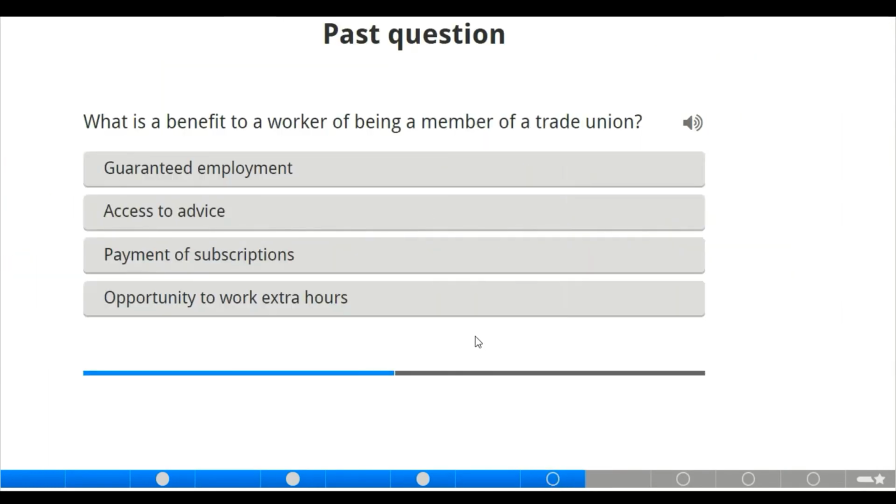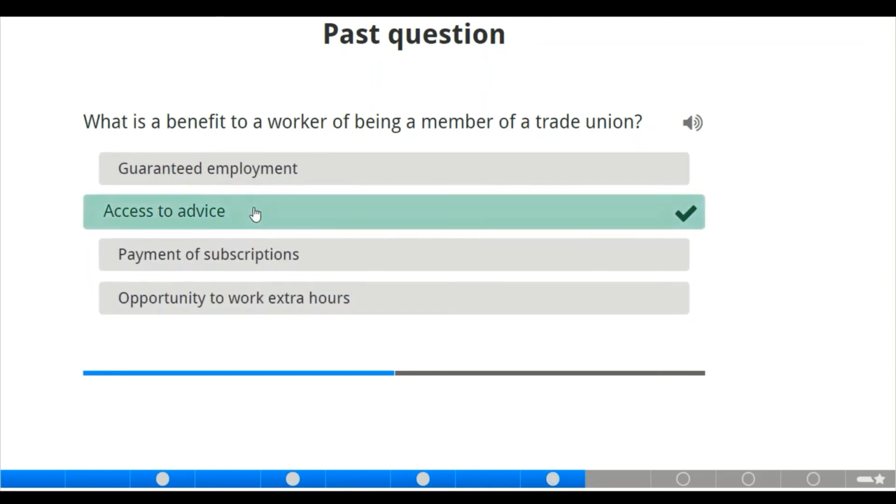Now we move to the next slide. We have a past question here also. What is the benefit to a worker of being a member of a trade union? Of course, we just discussed this. What do you think is the benefit to a worker being a member of a trade union? We have guaranteed employment, access to advice, payment of subscription, and opportunity to work extra hours. Of course, it's access to advice.